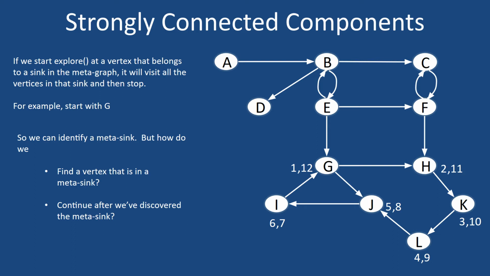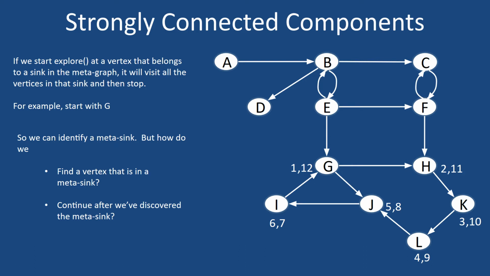Now let's leave the first question behind for a second. The second question: once you've identified that sink, how could we make progress, identify some other metavertices? Yeah. Remove it from the graph, and now there should be a new thing. Right. What if we removed it from the graph, either physically or everything's visited, so it's sort of gone already? What would be left if we took out G, H, I, J, K, and L?